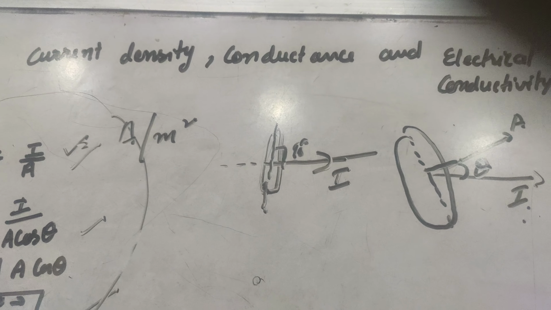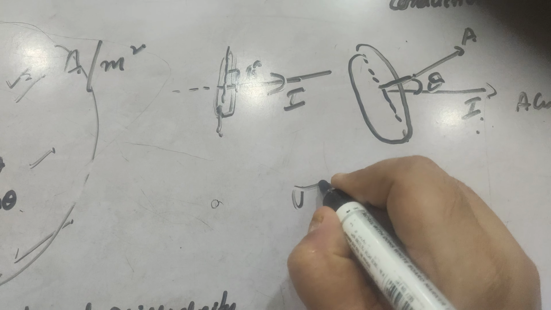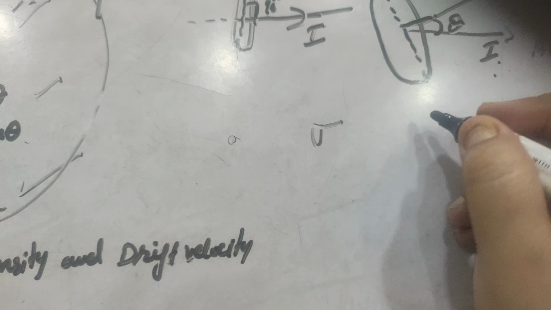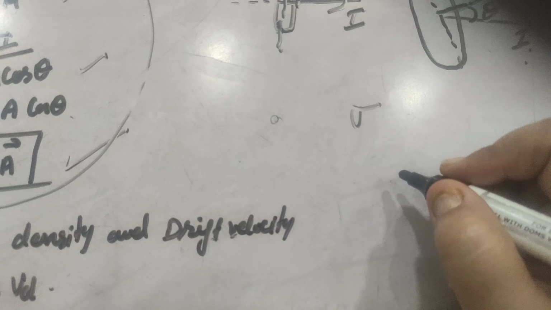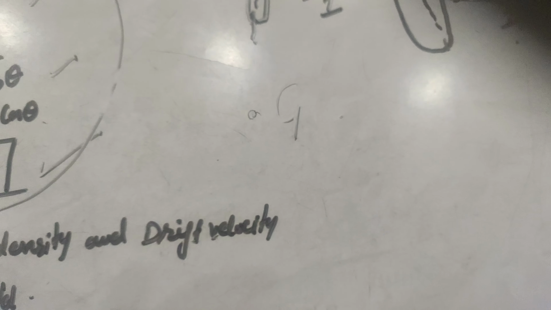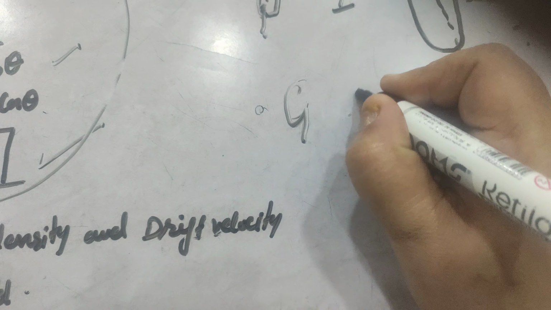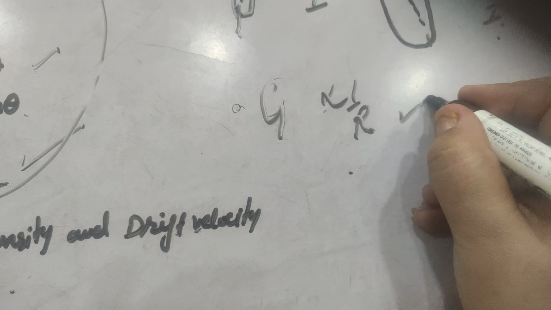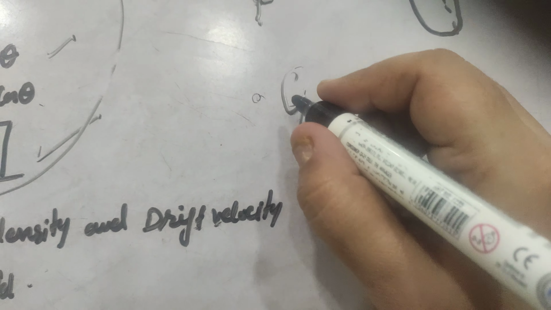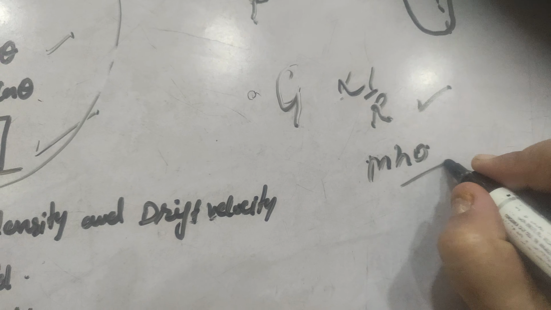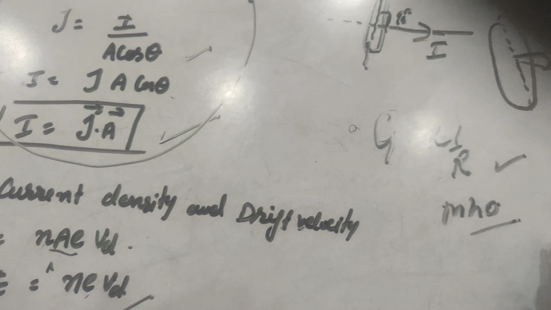Again, if we talk about the conductance, it is represented by G in your book actually. So G, it is the reciprocal of resistance. So its units will be like its resistance units are ohm, so G units are mho, right? Mho, or you can write Siemens.